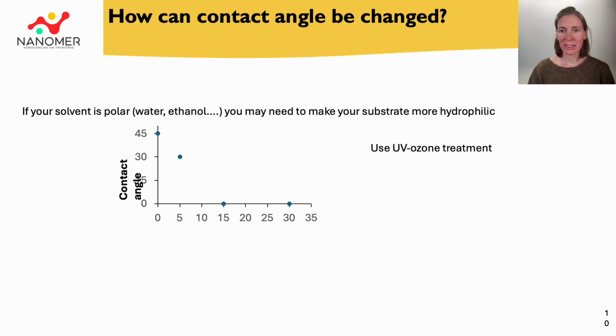However, if you don't have access to UV ozone treatment, an alternative is to oxidize your substrate in 3 molar nitric acid. Just wash your substrate really well and then put it in the nitric acid for at least half an hour or several days, and then you'll have a nicely oxidized surface.